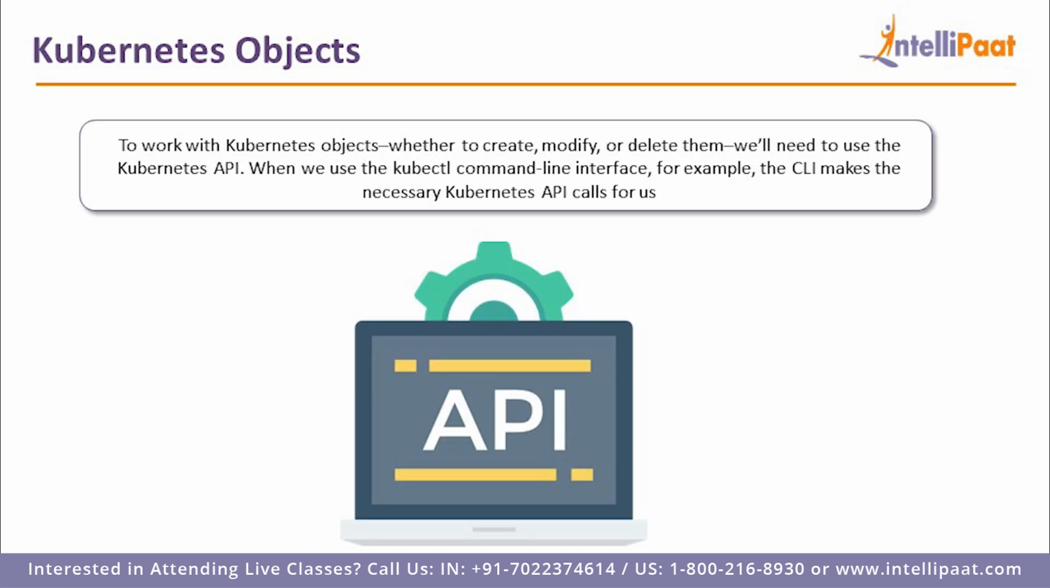To work with Kubernetes objects, whether to create them, modify them, or delete them, you'll need to use the Kubernetes API. As we mentioned before, this is a client-server based model which works primarily on APIs. So you make API calls through the command line interface, which is kubectl. When you use the kubectl CLI, it makes all the necessary API calls for you. You just give it a command. It takes your commands and makes those API calls so that you get whatever you were expecting out of it. So that is the important part of it.